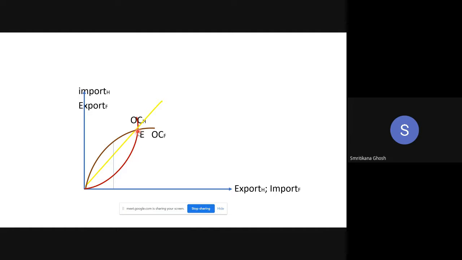At this intersection point, your volume of export is equal to the volume of import. So this point E is the international equilibrium, and the line which is passing through this point E is called terms of trade.